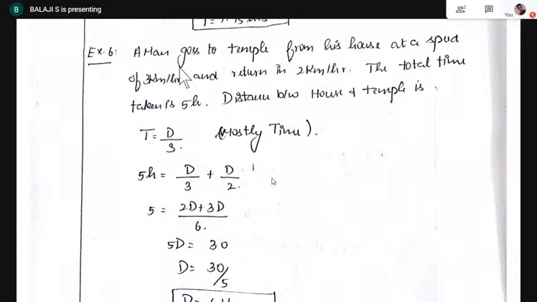Okay, friends, here we complete the basic concepts of time and distance with the relative formula of speed equal to distance by time. Now we are moving on to a very important topic.